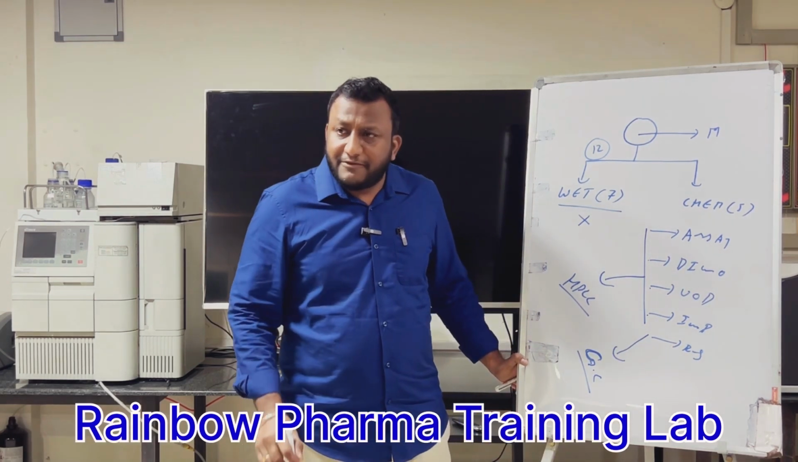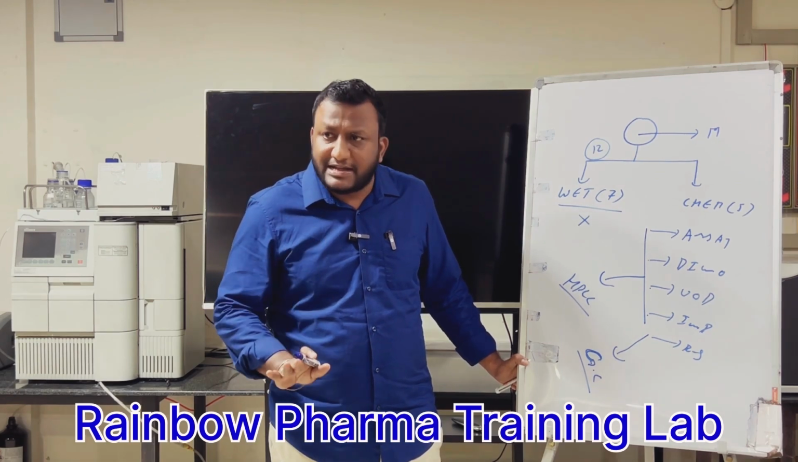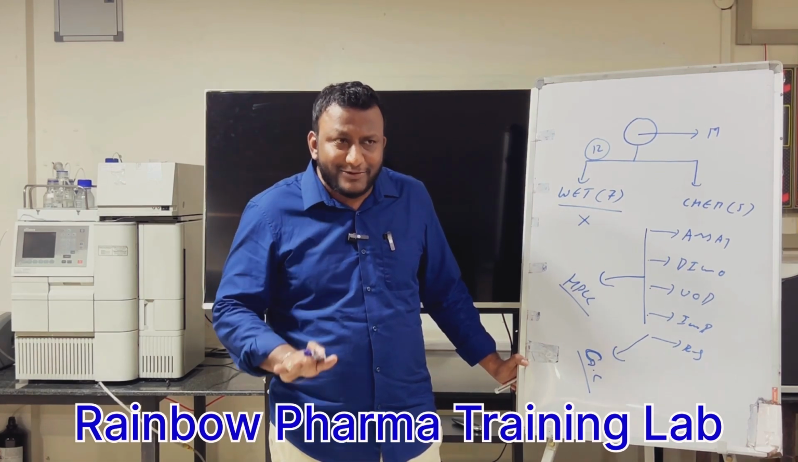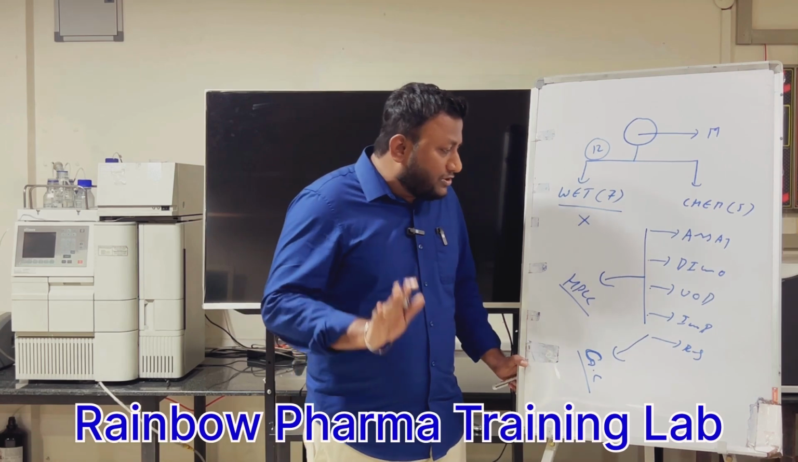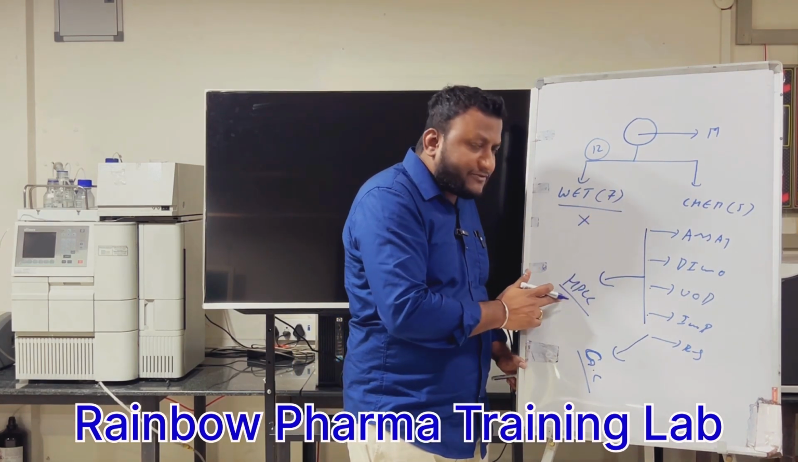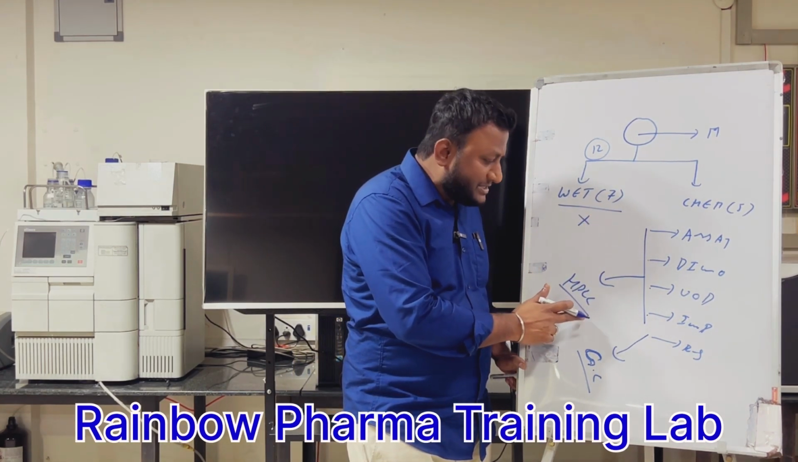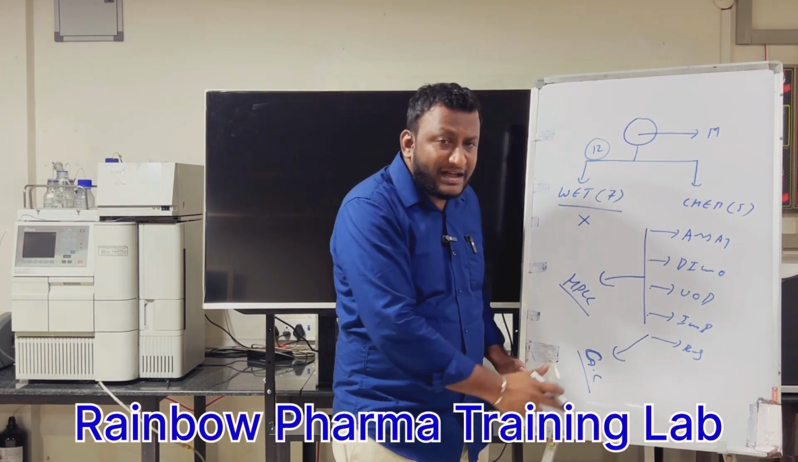That means if you want to perform these 5 chemical tests in any quality control department, out of 5 tests, 4 tests we perform by HPLC, high performance liquid chromatography, and only 1 test we perform by gas chromatography.